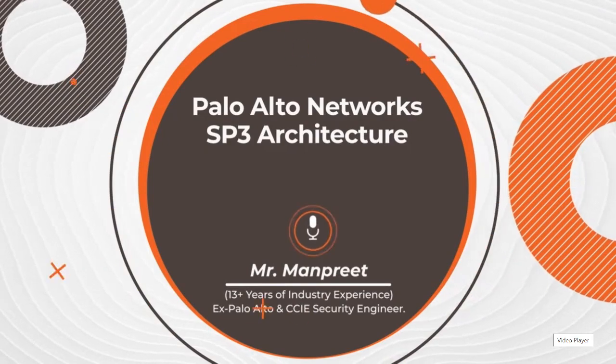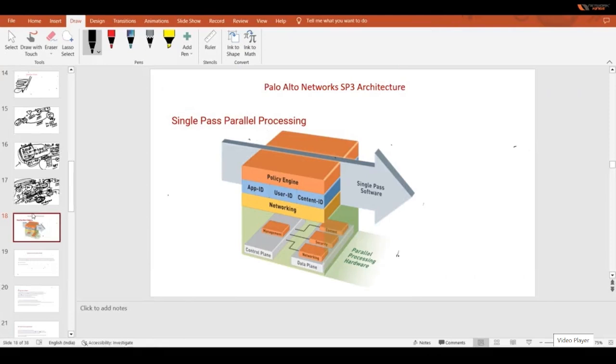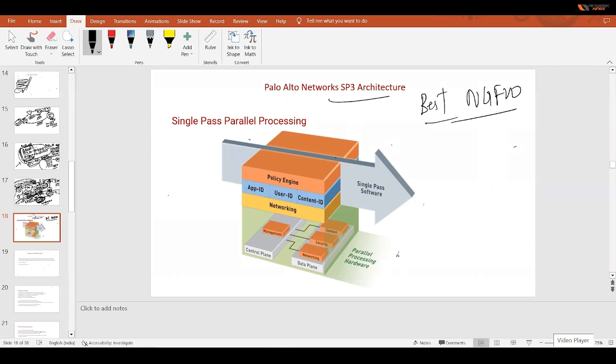Palo Alto architecture. Palo Alto is the number one next generation firewall, the best next generation firewall. Why is it the number one next generation firewall? That is what we are going to do. As I have explained earlier in your study class, but I'm going to explain it again. This is the way.